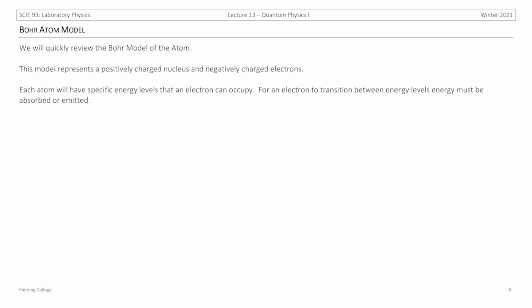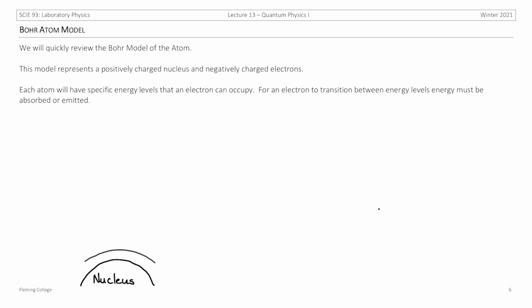Our understanding of the atomic structure is governed by the Bohr model of the atom. Quickly reviewing this model, it's represented with a positively charged nucleus, which is surrounded by negatively charged electrons. Depending on the atom and its specific ion, we'll see a different number of electrons that occupy very specific orbits. These orbits each have their own energy levels that they can occupy. And it's possible for an electron to switch orbits, which means it must transition between different energy levels.